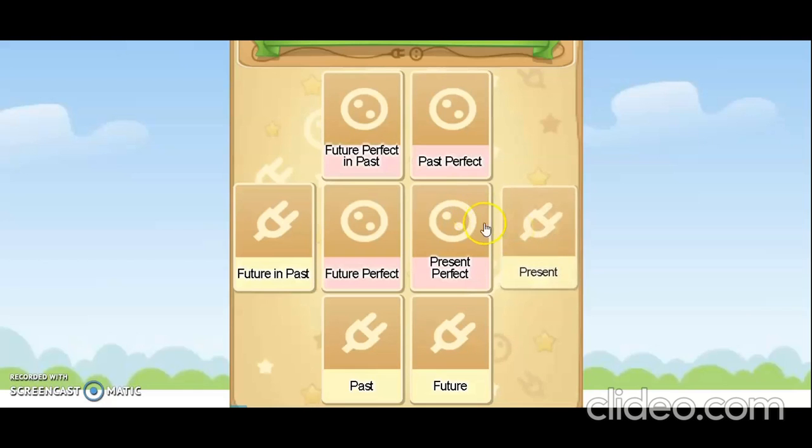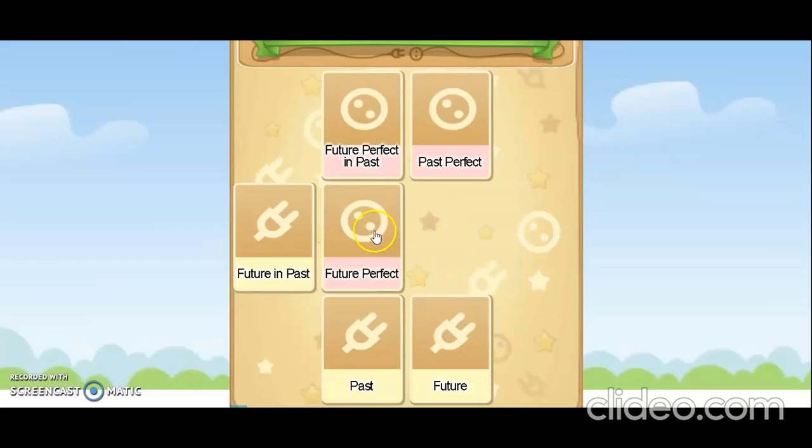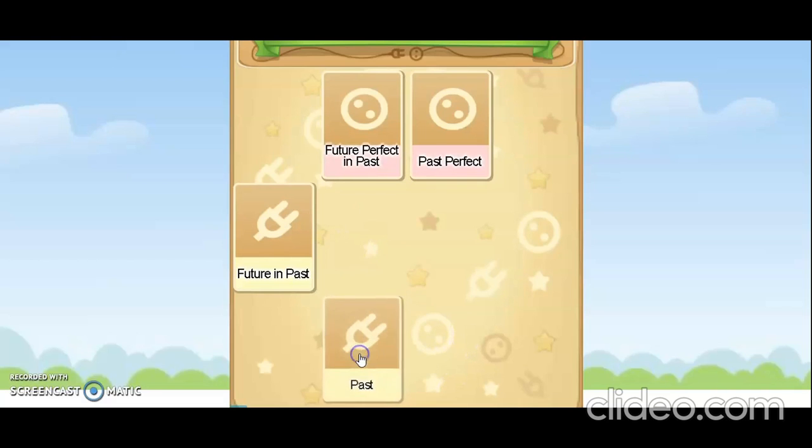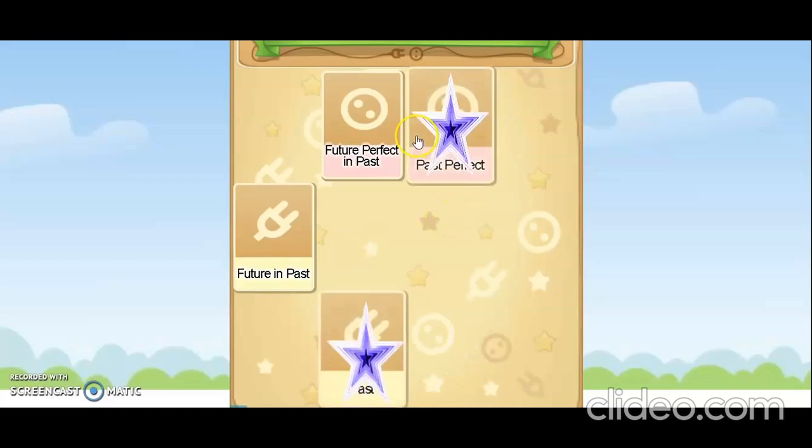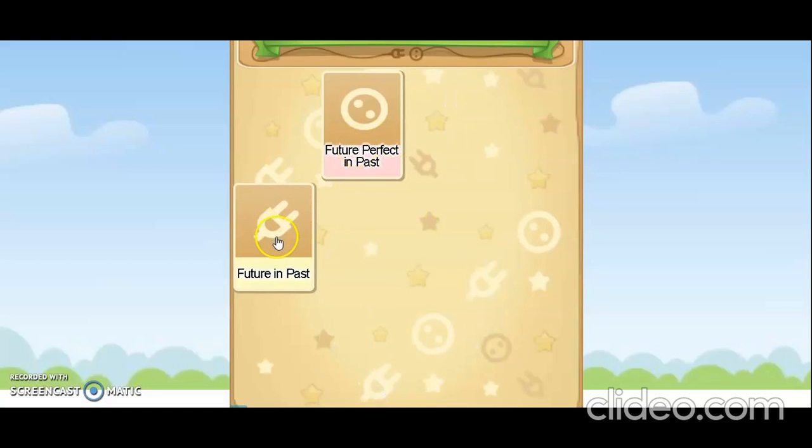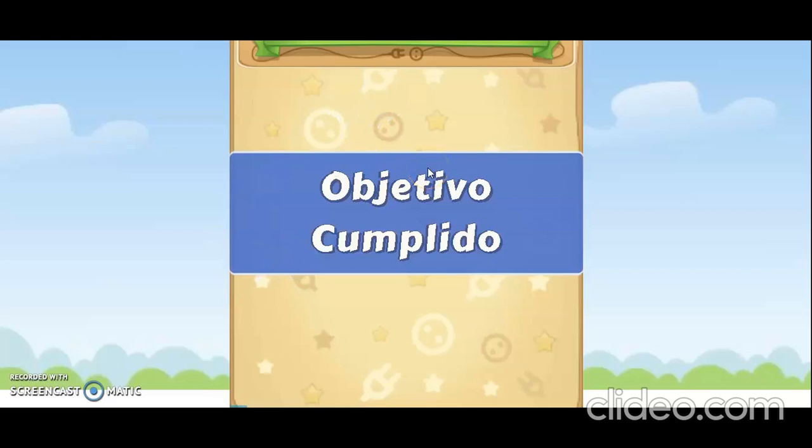Present with present perfect. Future with future perfect. Past with past perfect. And future in past with future perfect in past. This game was fantastic. Very good.